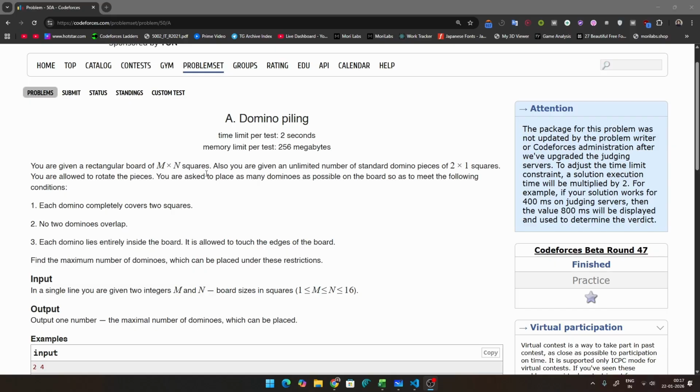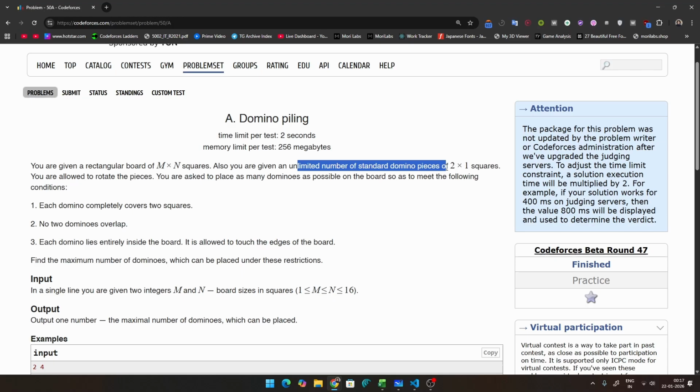Now, you're given a rectangular board of m cross n squares. Okay, it's a rectangle. The length is m, the breadth is n. Also, you're given an unlimited number of standard domino pieces of 2x1 squares. You're allowed to rotate the pieces. You're allowed to place as many dominoes as possible on the board so that you meet the following condition.